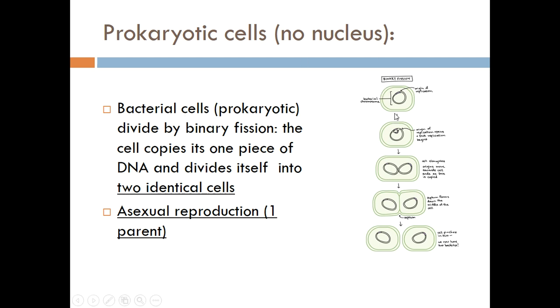So first of all, prokaryotic cells are pretty simple. Remember, they don't have little compartments in them. So basically the DNA just has to make a copy of itself. We call this process binary fission. And this is called asexual reproduction. In this case, there's only one parent that's contributing the DNA. And at the end, you have two identical cells that are prokaryotes through this process of binary fission.